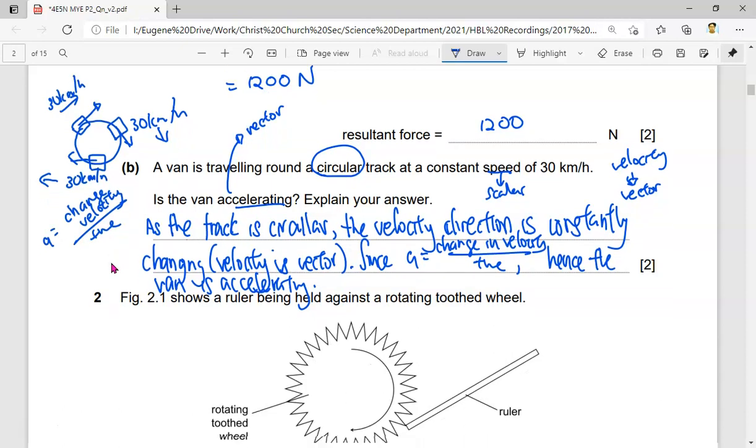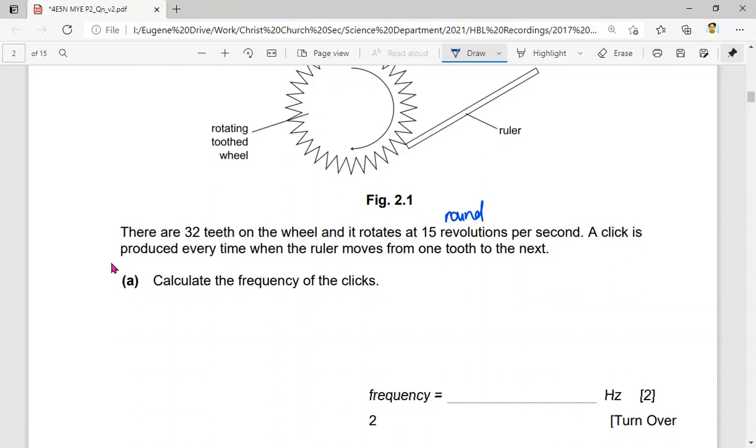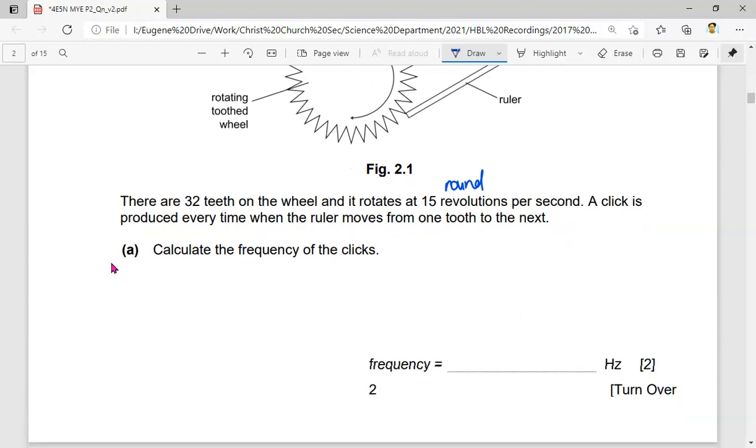Okay, next. Figure 2.1 shows a ruler being held against a rotating tooth wheel. There are 32 teeth on the wheel, and it rotates at 15 revolutions, so 15 rounds per second. Okay, so in 1 second, it will go 15 rounds. Each time a click is produced every time when the ruler moves from one tooth to the next. So one tooth to the next, there will be a sound click. Find the frequency of the click. So frequency is actually the number of times.